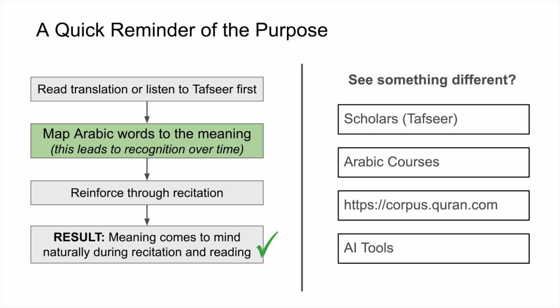If you start noticing words that feel familiar, even before full understanding, that is a good sign. It means your internal map is forming. When that happens, use external resources for depth: tafsir for meaning, Arabic courses for structure, and tools like Corpus Quran for exploration. Think of this course as building recognition first. Understanding grows naturally on top of that.